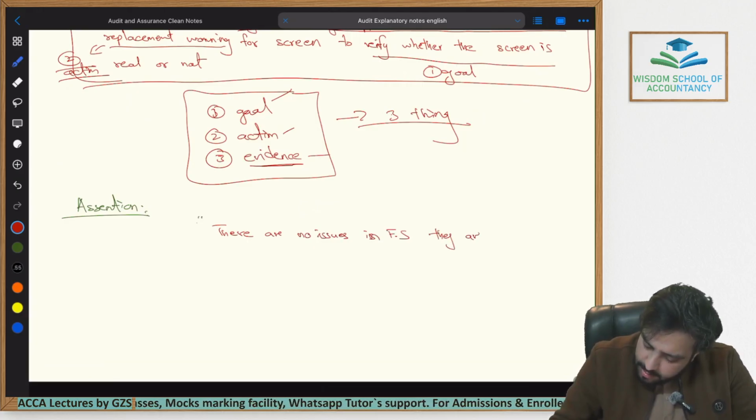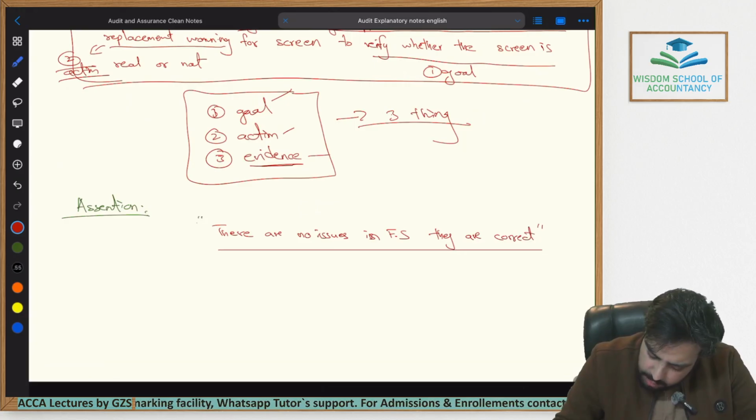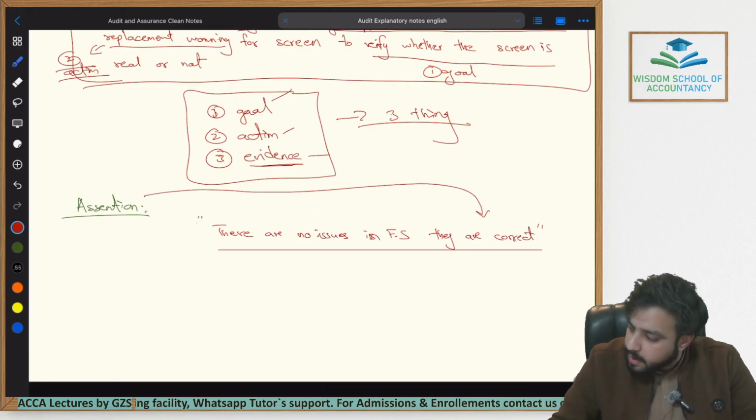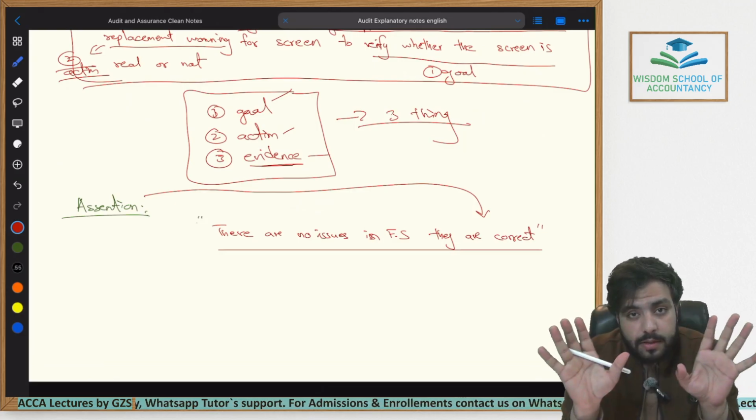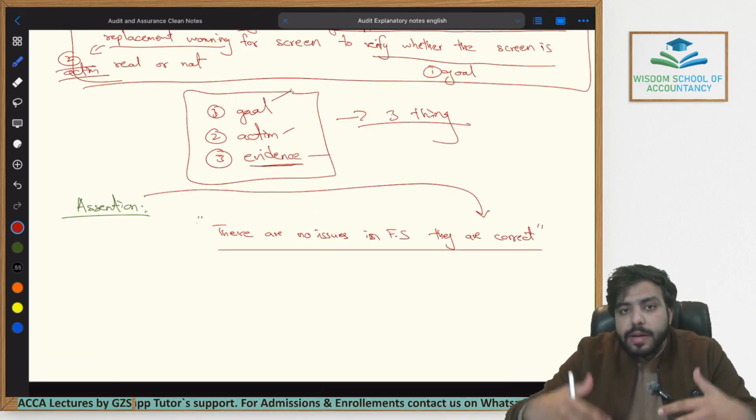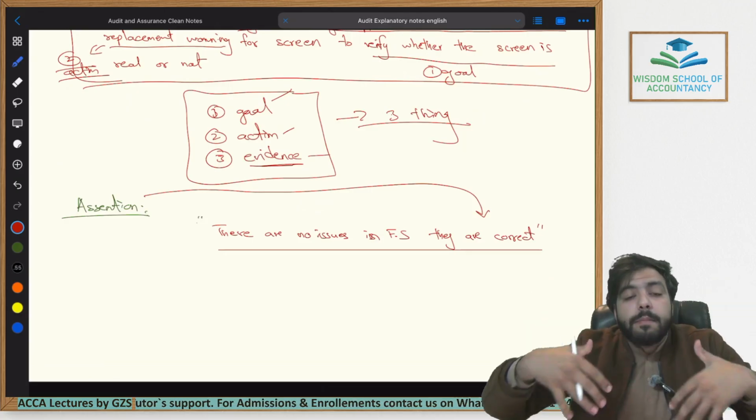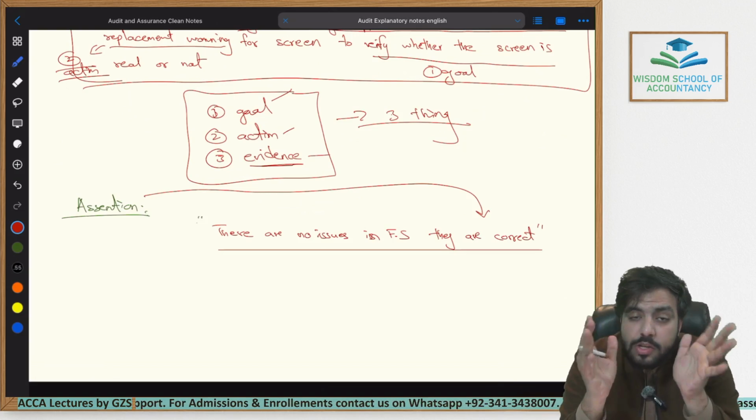They are correct. So correctness of the financial statements means that the management is asserting that the financial statements have been prepared correctly. There is no issue within the financial statements. Assertion means something that the management has thought of, imagined, that we will have no issues within the financial statements. But this is not it.